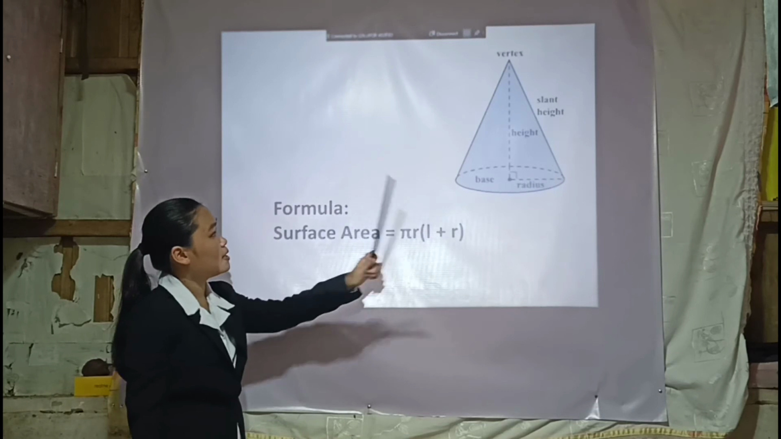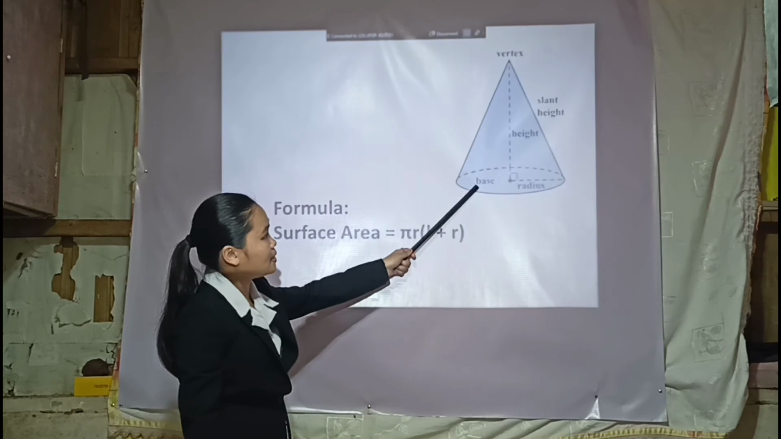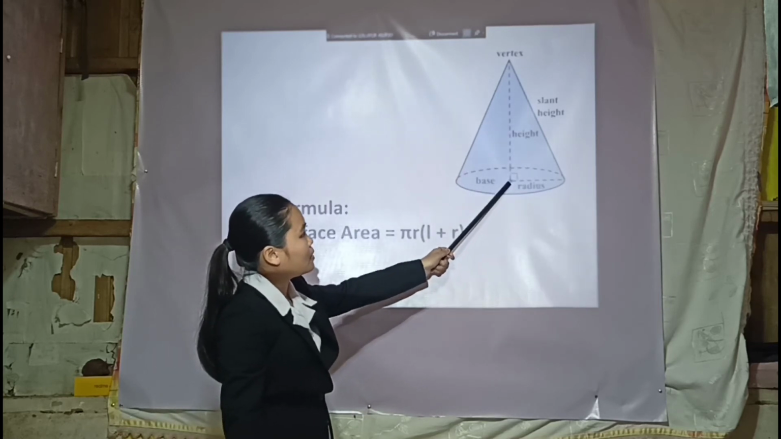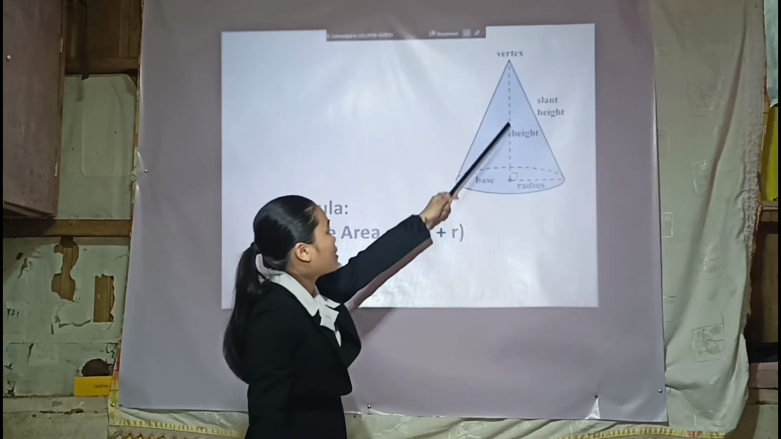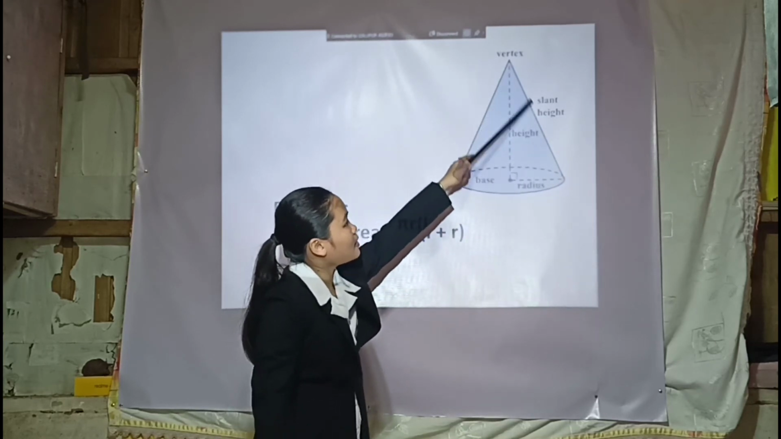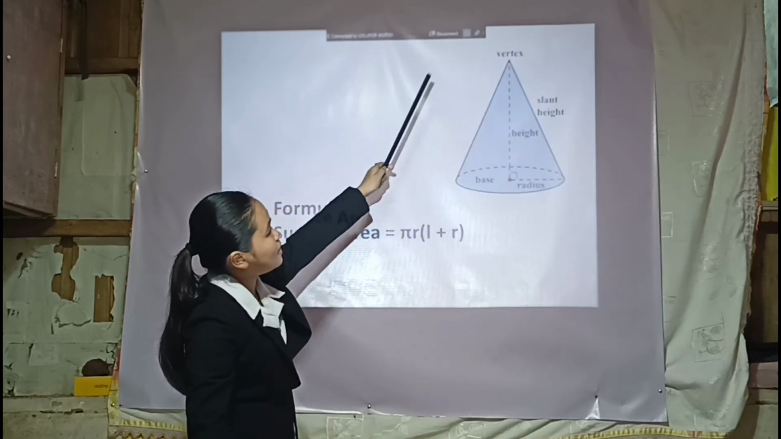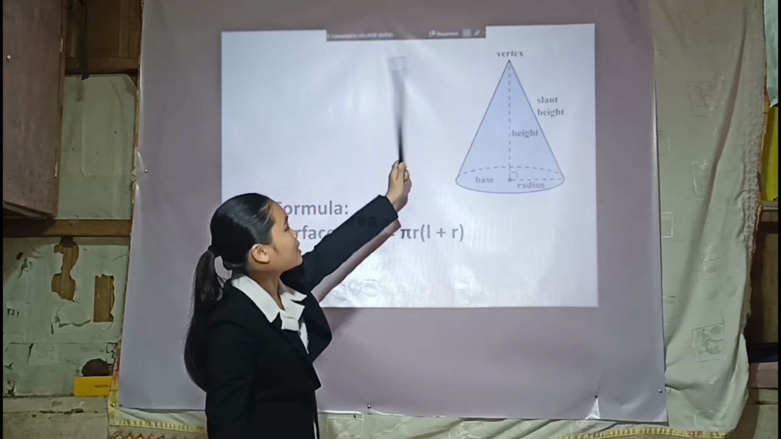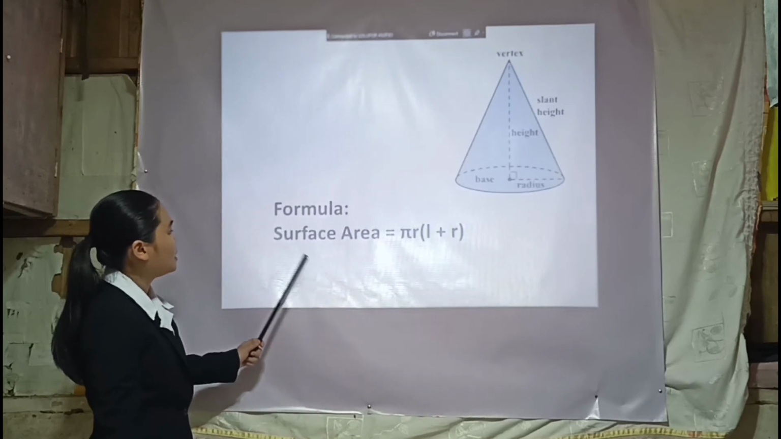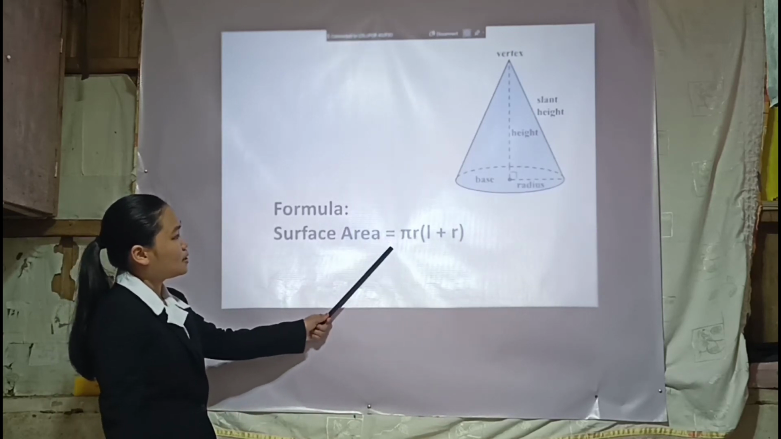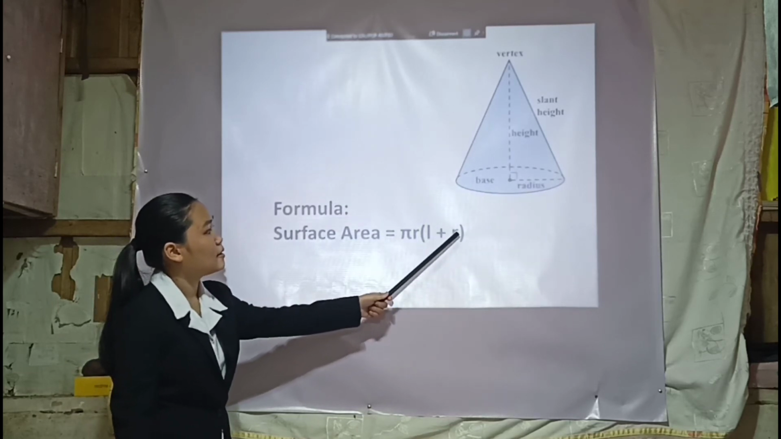So this is an example of a cone. This is the base, the point here to the edge is what we call radius. This is the height, and this is the slant height. The top point is what we call the apex or vertex. The formula of a cone is surface area equals pi r times slant length plus r.